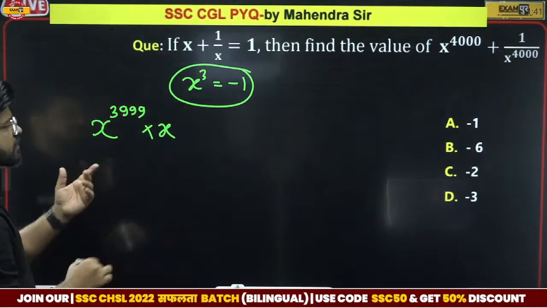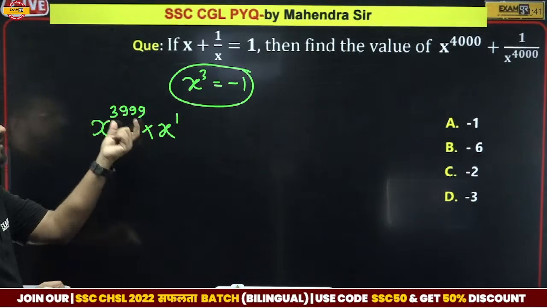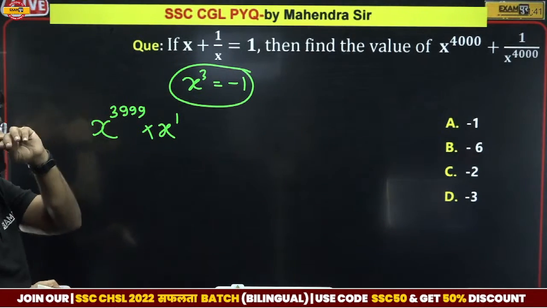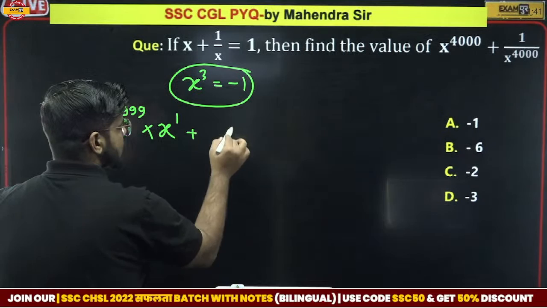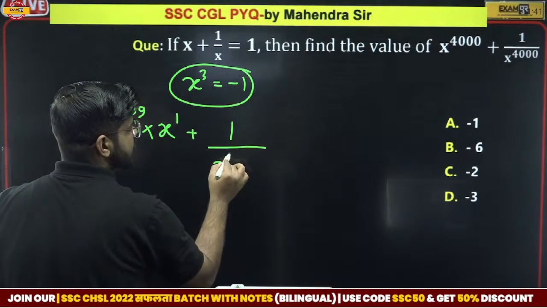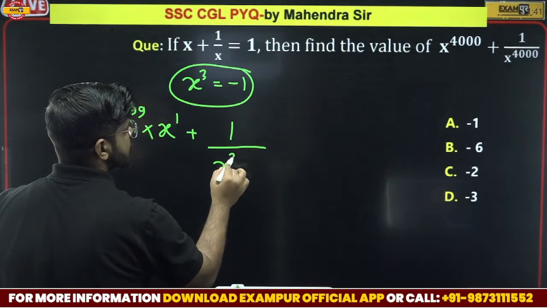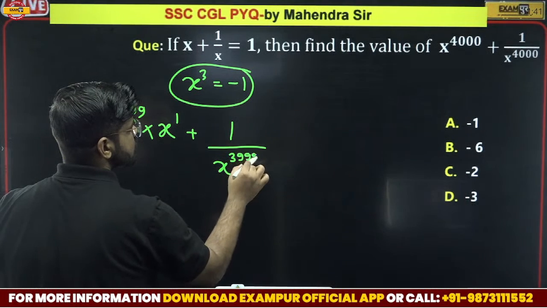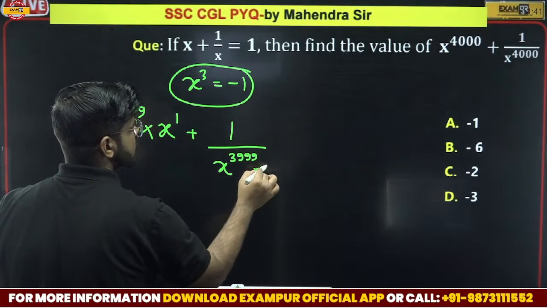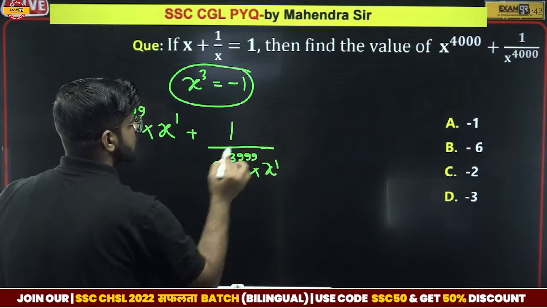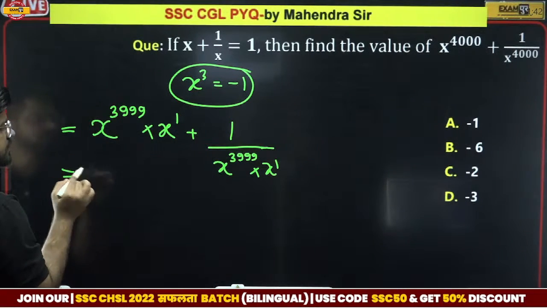Yes? Because we know that after adding these two, we will again get 4000. Okay, plus 1 upon, same thing will be here, 3999, multiplied by x to the power 1.